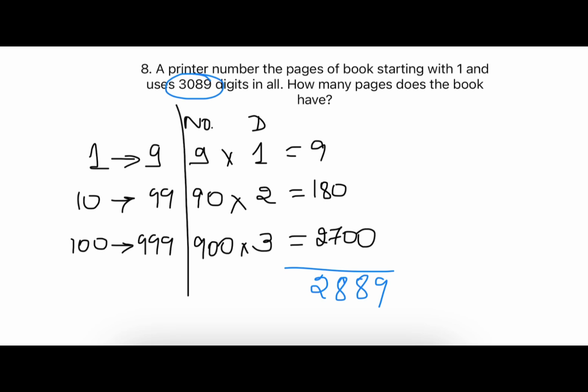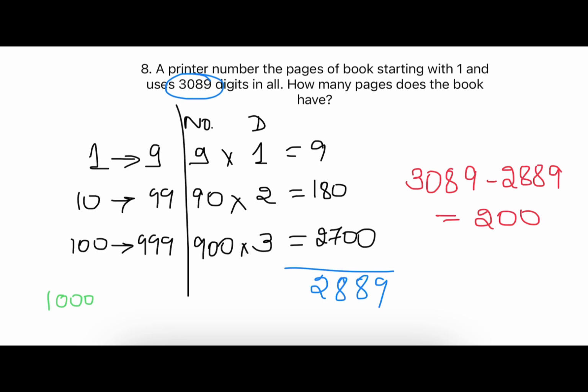They have given what number? 3089. Up to 999, how many digits are printed? 2889. We just take the difference between the two. The difference between the two is 200. So in order to have 200 more digits, how many pages should be printed? Now we should not consider 3, because the immediate next number is a 4-digit number. Page number 1000 has 4 digits and we want 200 more digits. So 200 divided by 4. Therefore 50 more pages, right? 50 more pages have to be added. So 999 plus 50. So this is going to be our final answer, which is 1049.